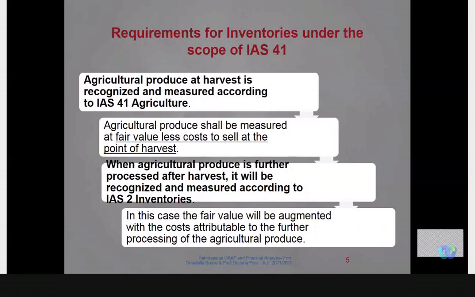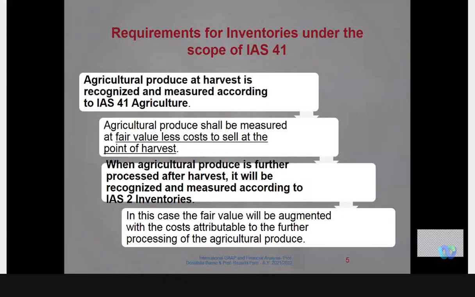You remember the example with grapes yesterday? Okay, if we gather grapes and we sell them, that was agricultural produce. But if we gather or harvest grapes, and we use the grapes to produce wine, that was inventory. This is what we are saying here. So at the point of harvest, in case we don't intend to produce something else, it will be considered under the scope of IAS 41. In case we use it to produce something else, it will be under the scope of IAS 2 Inventories.